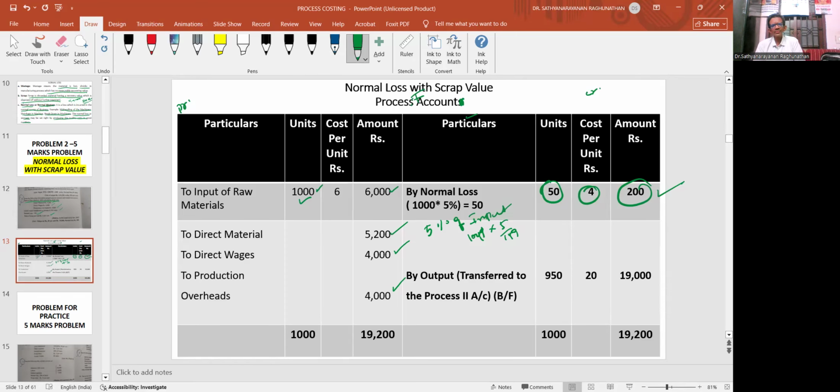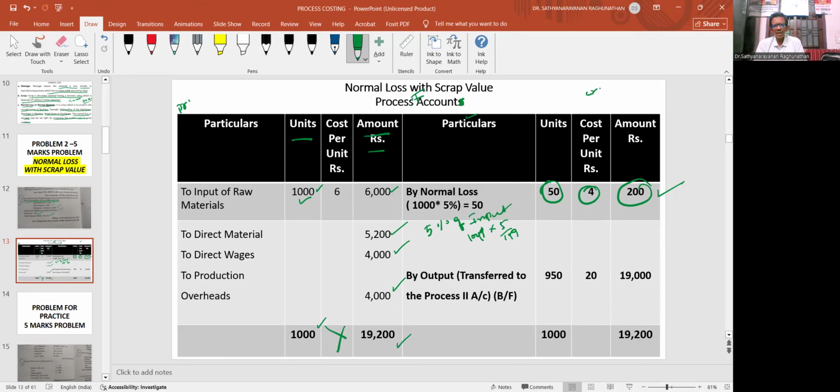Fine. Now we have to balance it. Now you add the debit side. That is 1000, units column 1000. See, don't consider the cost per unit column. Don't add the cost per unit column. This is not essential. For balancing purpose, you have to consider only the unit column and the amount column. Again, I repeat. Under the process account for balancing purpose, you have to consider only the unit column and the amount column. You need not consider the cost per unit column. Now, 6000 plus 5200 plus 4000 plus 4000, 19,200.